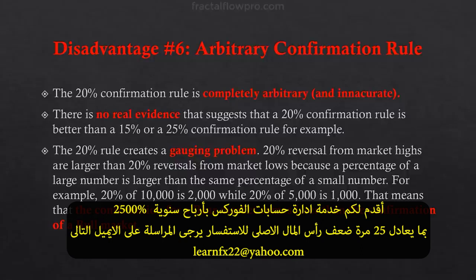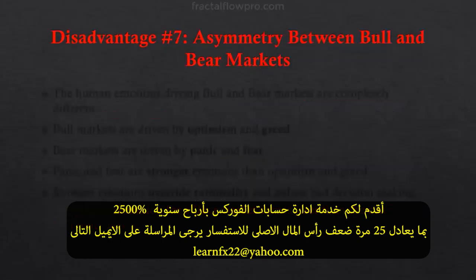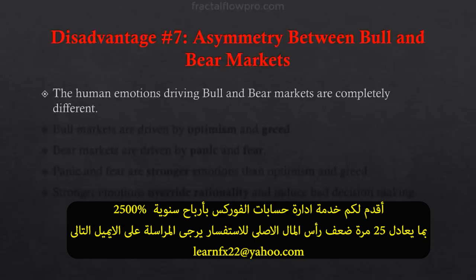This leads us to another problem of the Dow theory. There is an asymmetry between bull and bear markets. This asymmetry makes the Dow theory much easier to apply in bull markets rather than bear markets. That happens because the human emotions driving bull and bear markets are vastly different, and that creates distinct statistical properties for bull and bear markets.